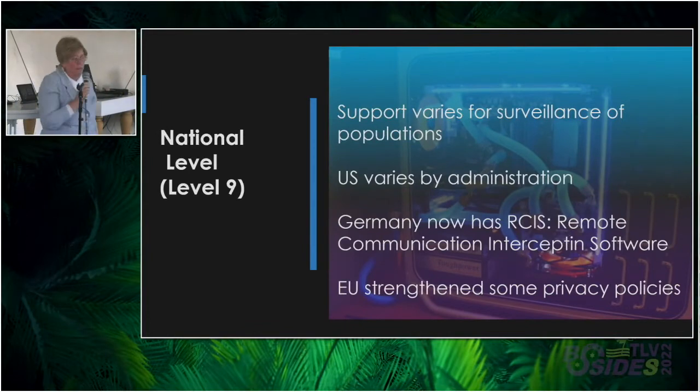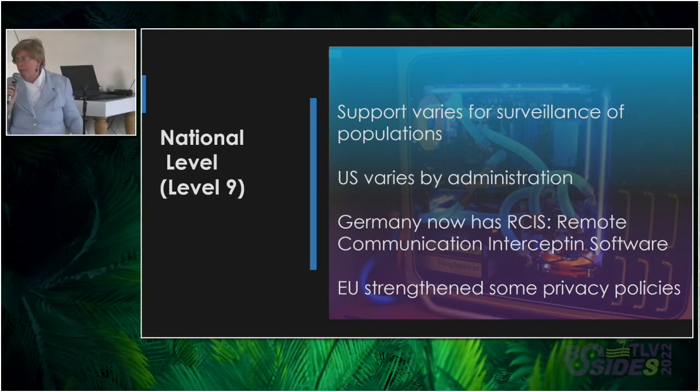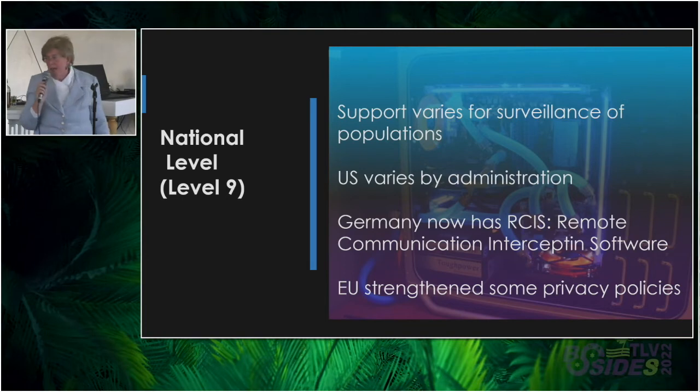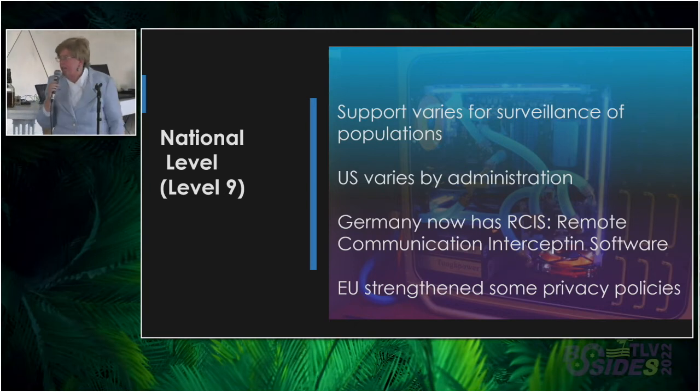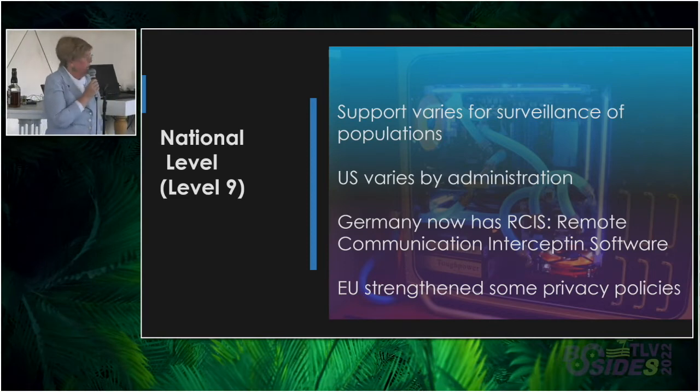On the national level, every country has different laws. What's good for one country may not be good for another country. The US is not very happy with people spying on their citizens. On the other hand, they have been caught doing it several times. Right now in Germany, there are new laws authorizing major surveillance of their people. And the EU in general has increased their privacy and other cyber security requirements for people who are operating legally. The question is, what about people who may not be?